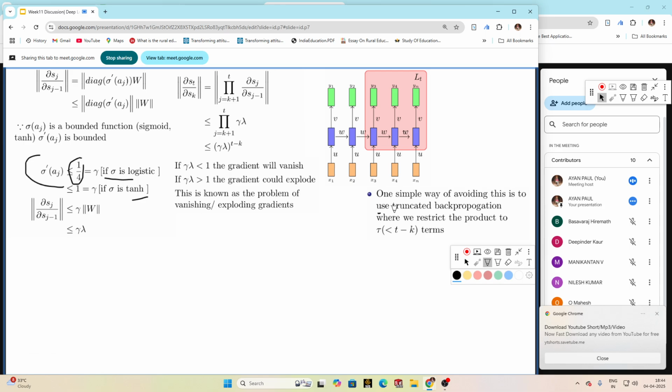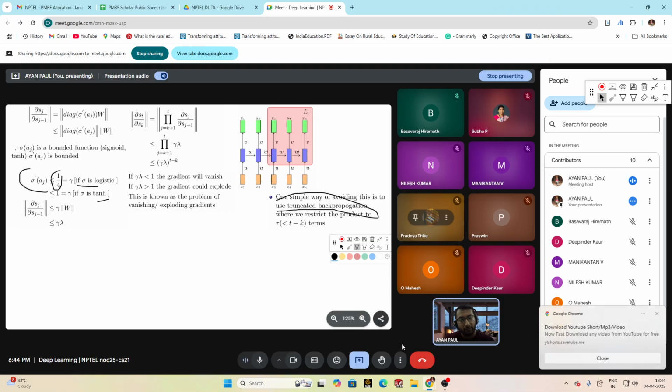So if we use this truncated backpropagation, that means we truncate the network and do the backpropagation. In that case, we will not have the problem of vanishing as well as exploding gradients. Okay, so is this clear to all of you? Why do we have this vanishing as well as exploding gradient problem?